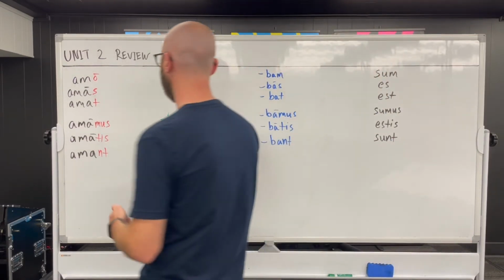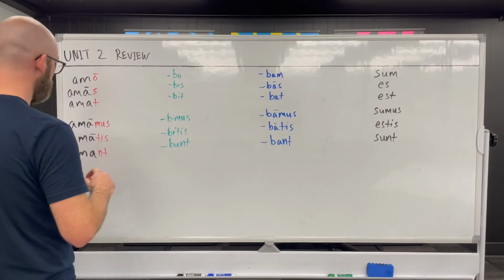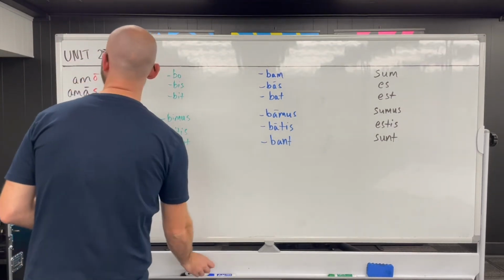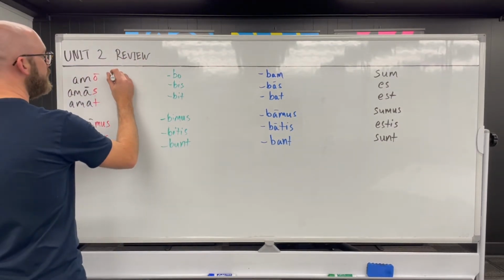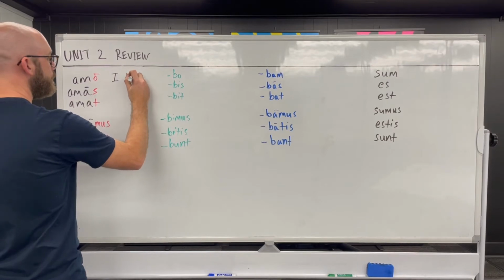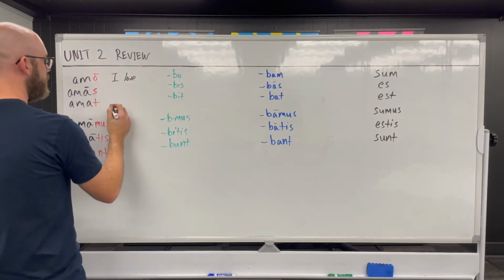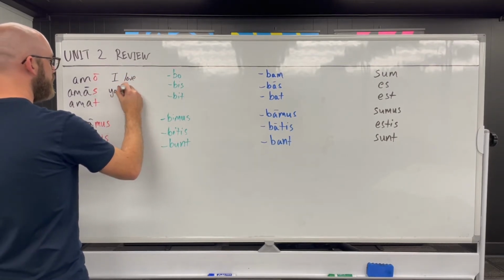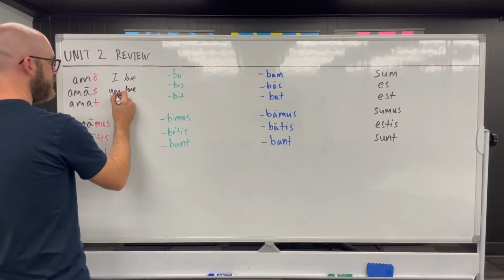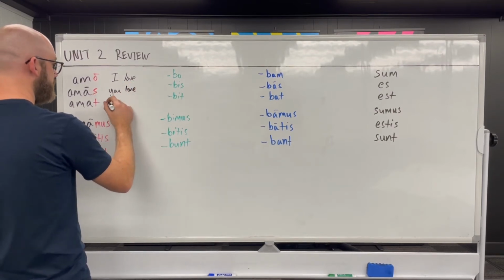We'll put it up here, we can do it in black. Amo means I love. Where do we get that I from? That's right, we get it from the O. Amas means you love. Where do we get the you from? That's right, we get it from the S.